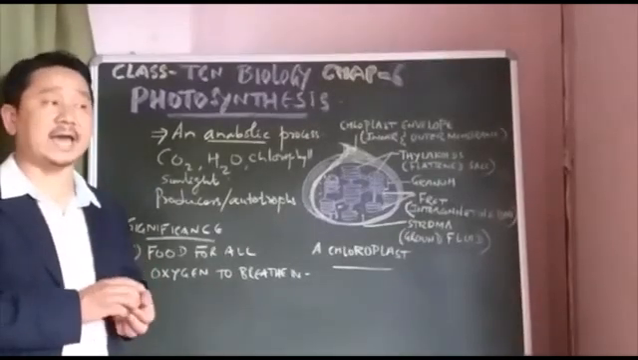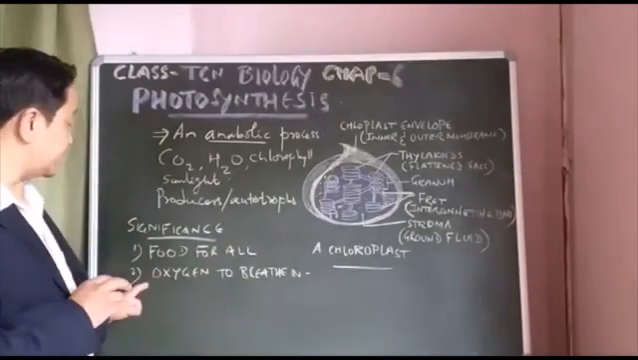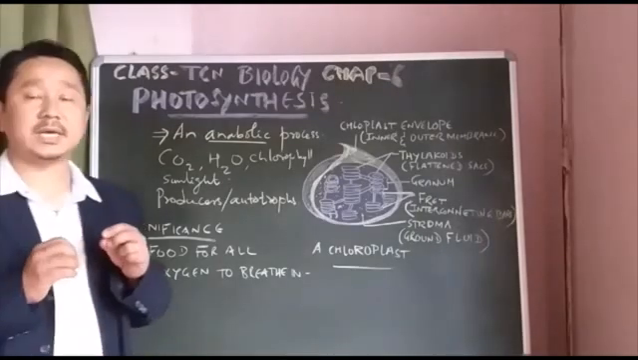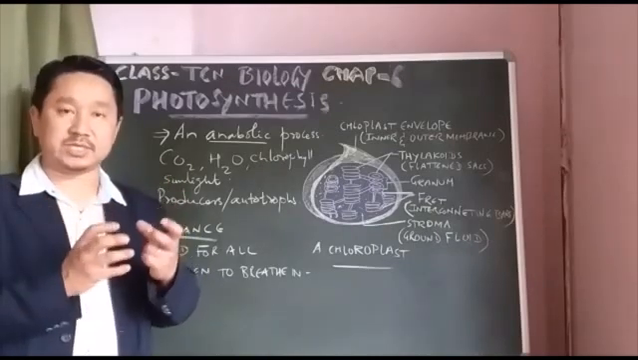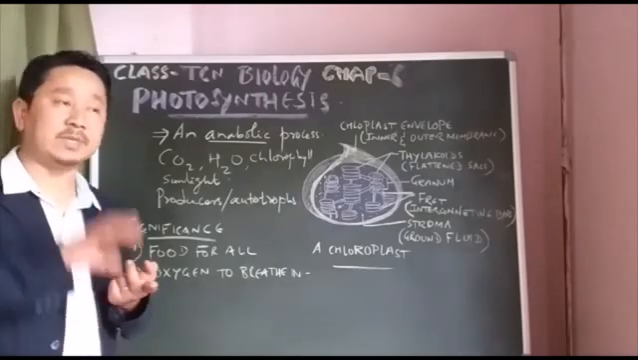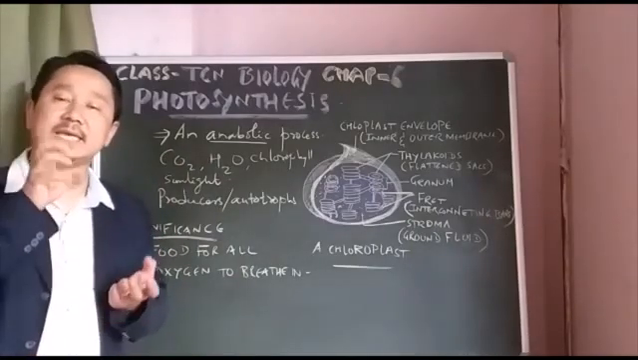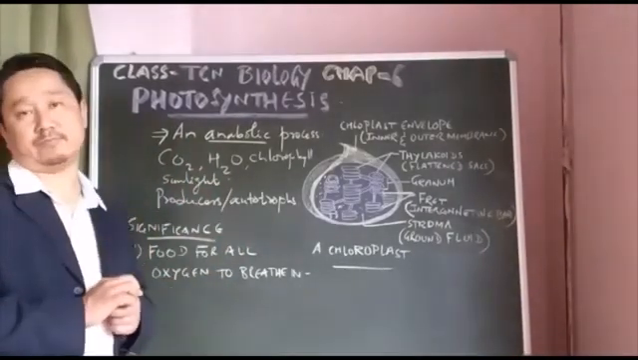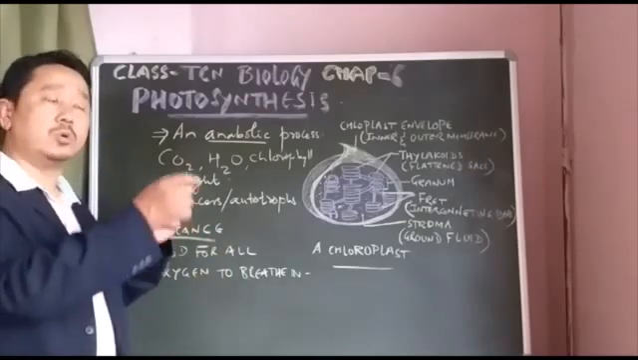Photosynthesis has mainly two significances, as given in your book also: food for all, and oxygen to breathe in. Significance number one is food for all. Photosynthesis is the process by which green plants make their own food. The food prepared by the plants is primarily utilized by themselves, but there are many organisms which directly eat those plants. So the food goes via the plants to the herbivores.